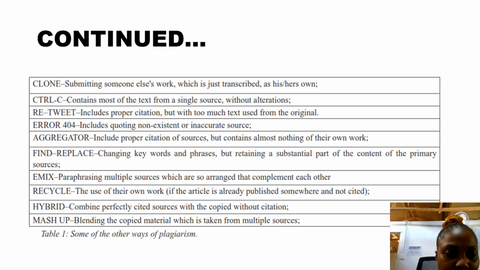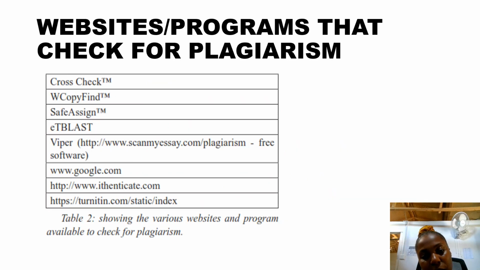So this table you see here is just showing types of plagiarism in another way, right? So we have clone, we have CTRL-C. These ones I want you to look at when you are free. You can check the PPT because the video here you cannot understand everything, but you can check the PPT, you read them slowly. They are understandable.